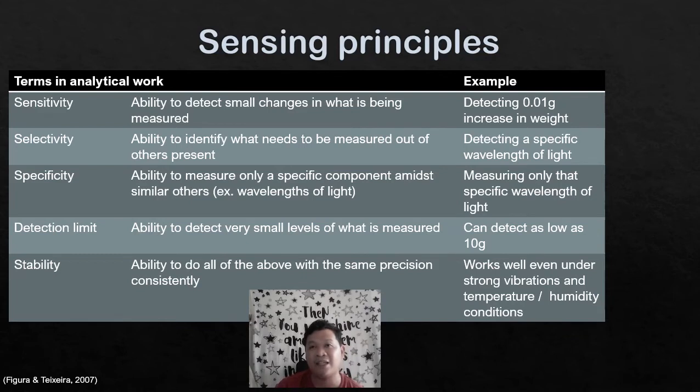Like kung may timbangan ka, usually hindi mas malaki yung sukat ng maximum na weight ng timbangan mo, mas malaki din yung minimum weight na dapat nandun para ma-detect niya na, uy, may nakapatong pala sa akin. And pag sinabi natin stability, especially in industrial settings, kailangan itong sensor na to ay shockproof, dustproof, kaya mag-withstand ng vibration at kung ano-ano pang harsh environment.